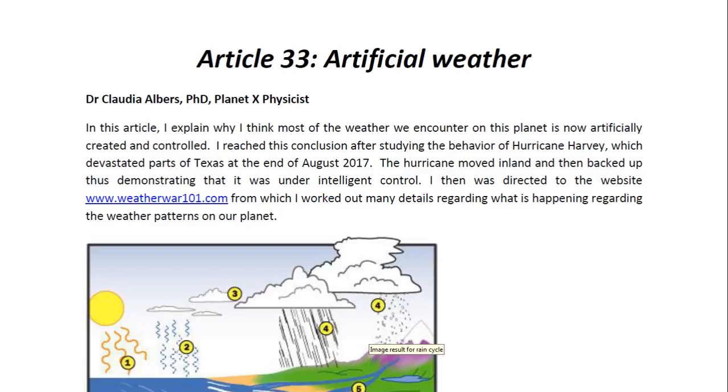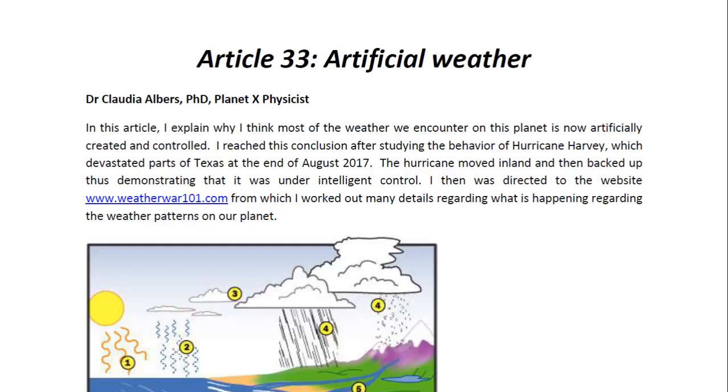Now in this article I explain why I think most of the weather we encounter on this planet nowadays is artificially created and controlled. And I reached this conclusion after studying the behavior of Hurricane Harvey, which devastated parts of Texas at the end of August of 2017.